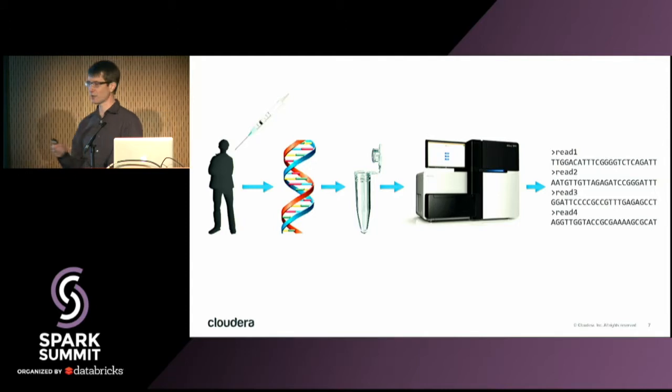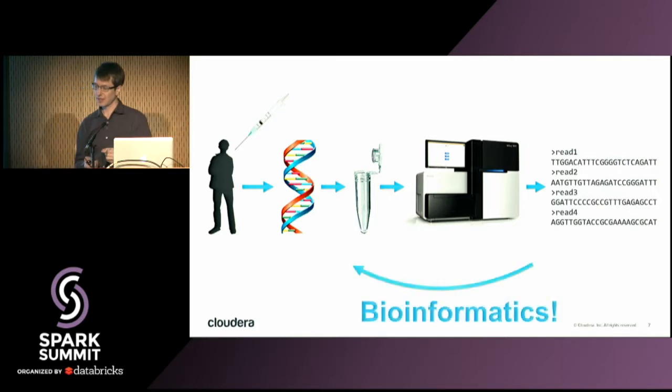And this is a typical sequence of steps from getting a sample from a person to getting some kind of information that we can store on a computer. You extract some DNA, you put it in a tube, you put it in this big machine for a couple of days or something, and it will spit out these ASCII documents which have reads in them. And the idea is that you can reconstruct the genome or information about the human organism by doing this magic thing called bioinformatics.